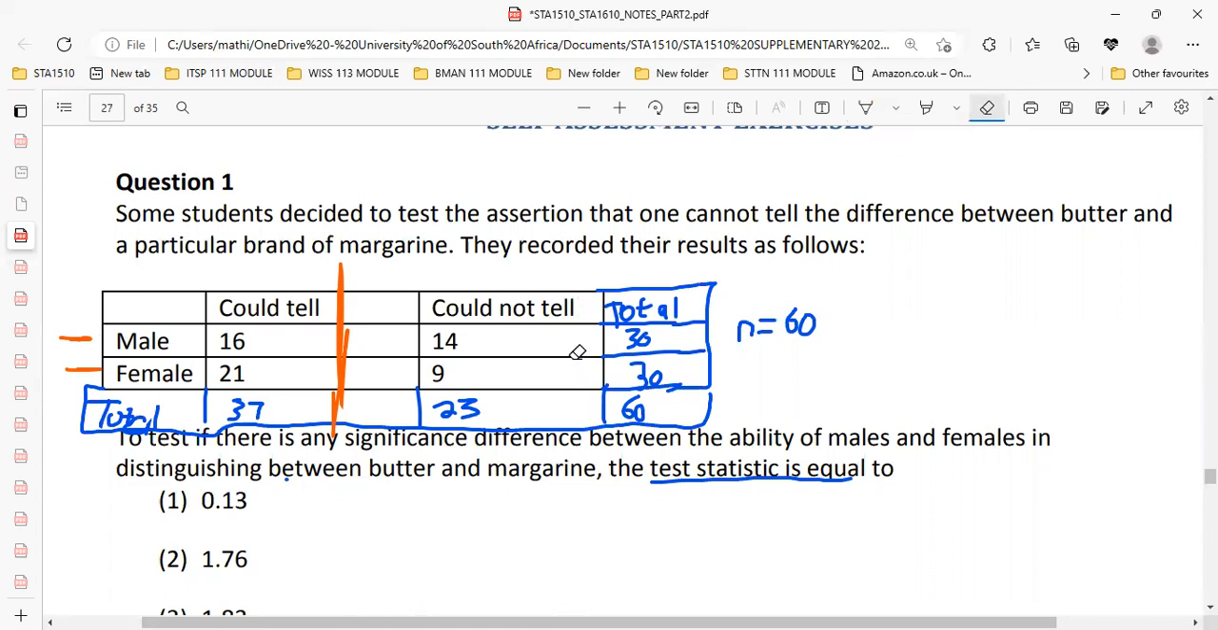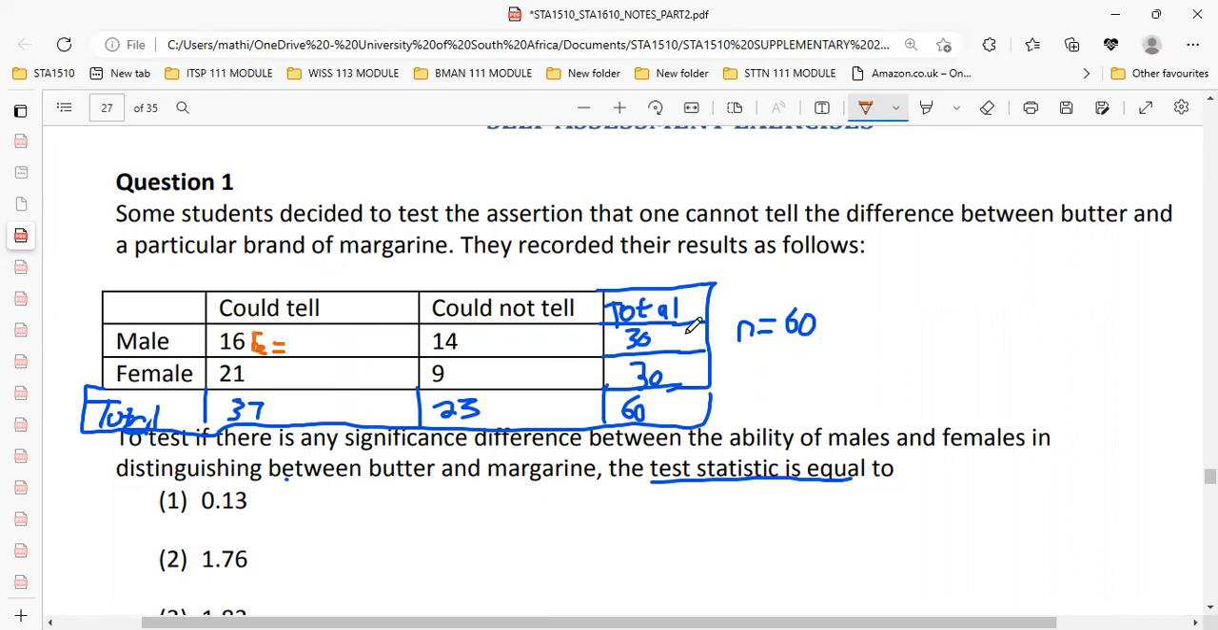Let me do this here. Hope you all understand that. Okay, now let's do this. Now we substitute. Now we want to do what? We want to calculate the expected frequency. FE is equal to what? FE is equal to row total.